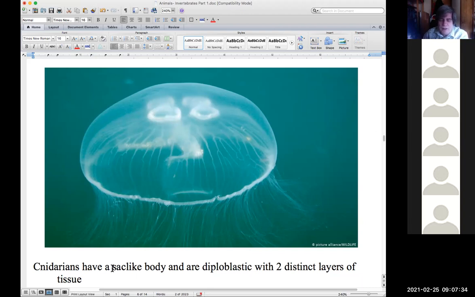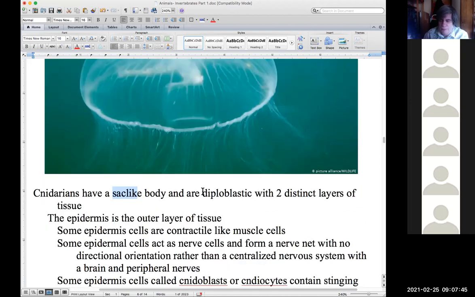So think of cnidarians as having a sac-like body. The sac either hangs down like a jellyfish or it stands up like in a sea anemone or a coral. Now, cnidarians are diploblastic. And when we say that they're diploblastic, di means 2. So this means that their body develops from 2 tissues in the embryo. And as mature organisms, I'm not sure we would call them adults, they continue to have 2 layers of tissue.